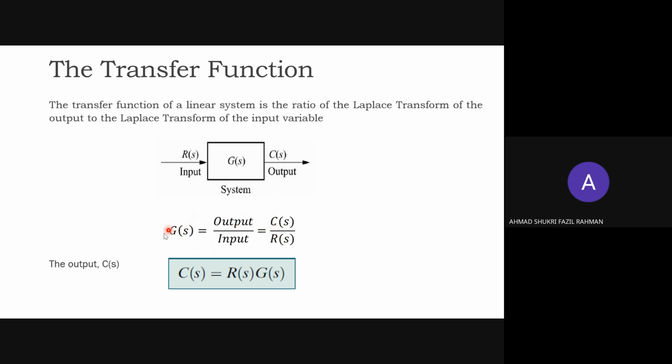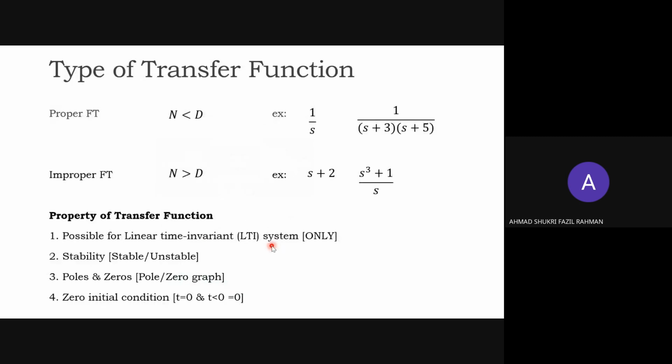From this equation, we can manipulate, as you can see at the bottom here. We can obtain the output: C(s) is equal to R(s) multiplied by G(s). We can also obtain the input: R(s) is equal to C(s) over G(s), and so on. So this basic equation just informs us that G(s) is equal to the ratio between output and input in the form of Laplace.